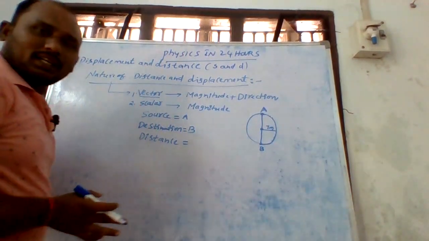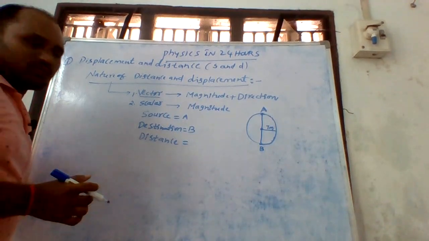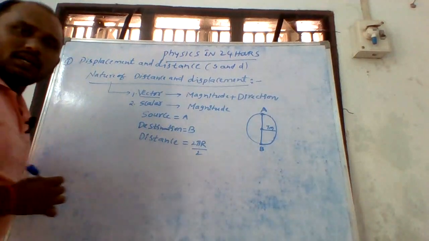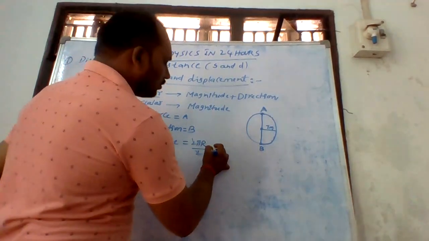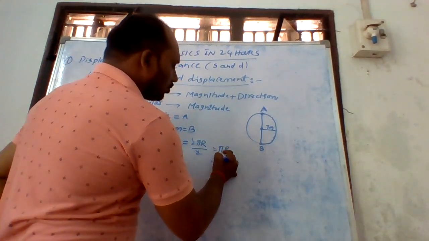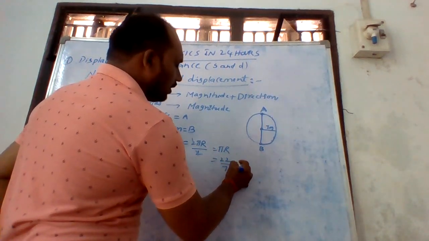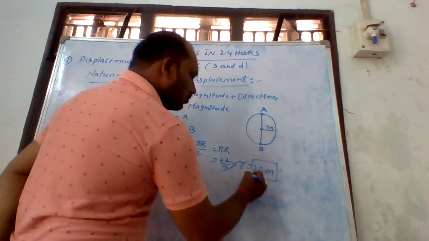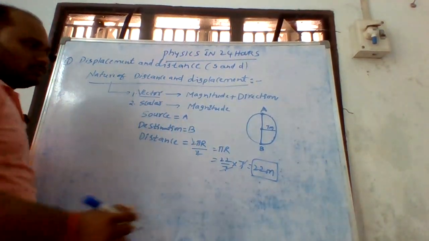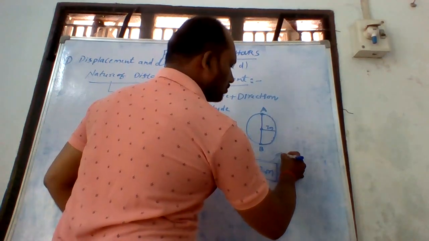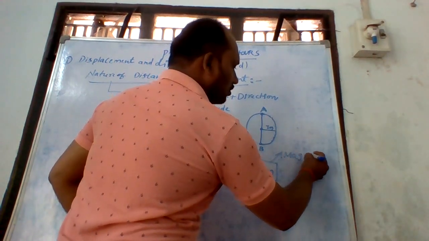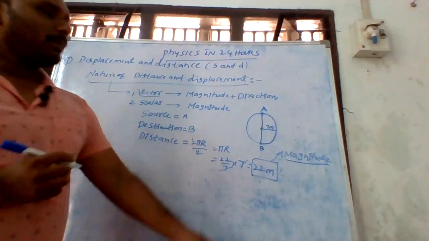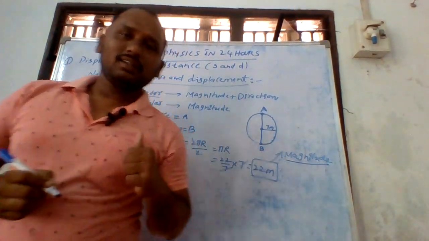This is the half circle. The perimeter is 2 pi r. The 2 pi r is the whole, and half means divided by 2, so the 2 cancels. What we get is pi r. Pi is 22 by 7, into 7. The 7 cancels, giving 22 meters. This 22 meters is the magnitude. All of you keep in mind, this is called magnitude.